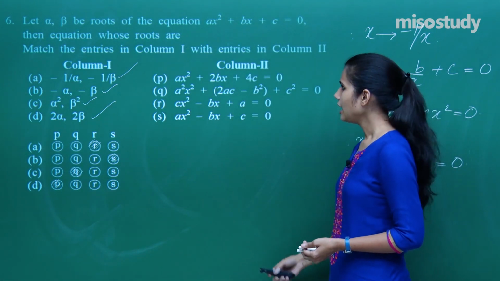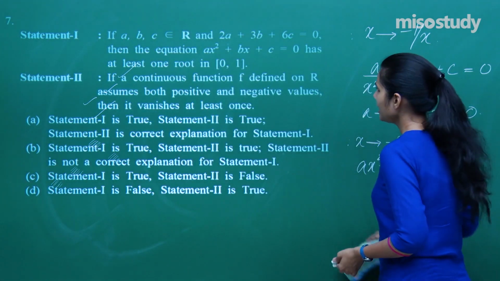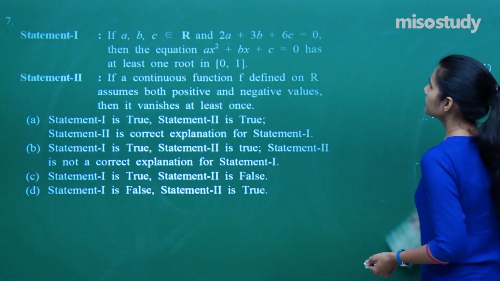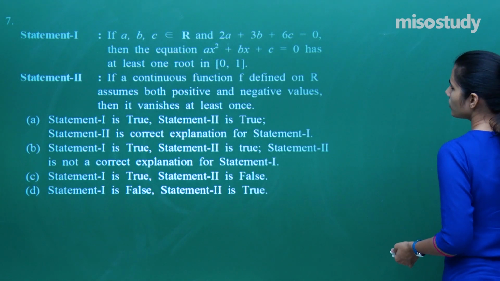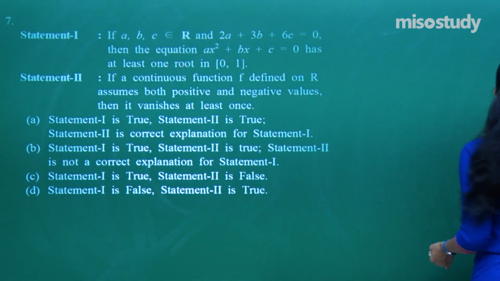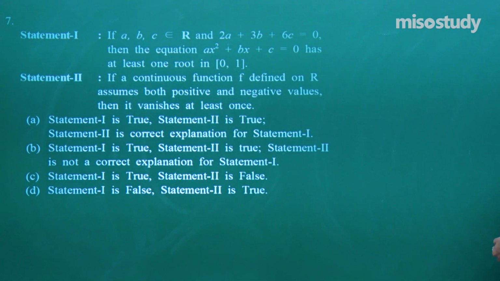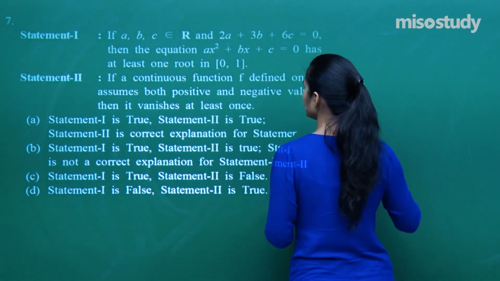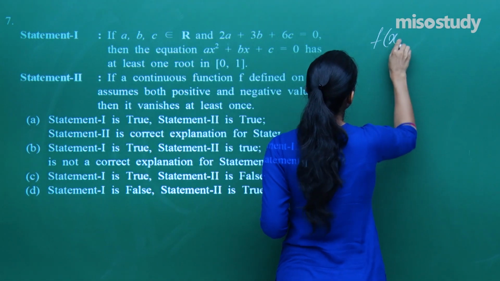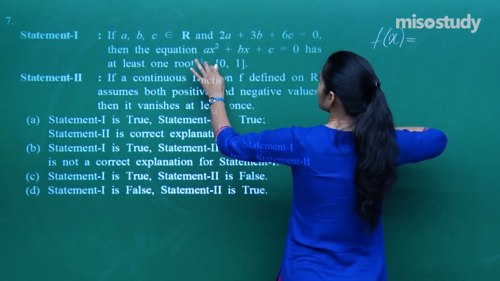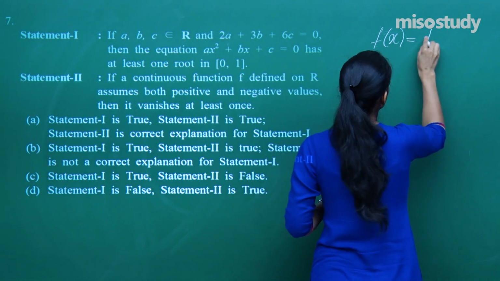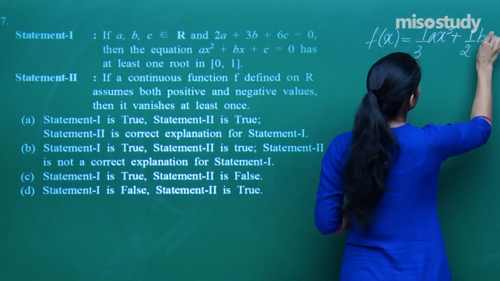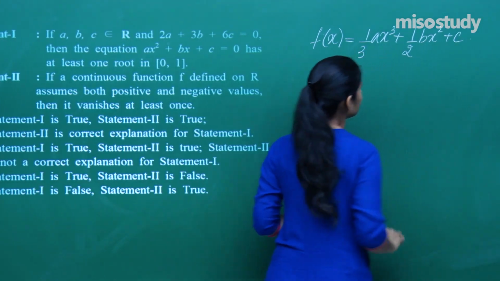Clear? After this you have statement 1 and statement 2 given to you. If a, b, c are real numbers, 2a plus 3b plus 6c is 0, then this equation has at least one root in the 0, 1 closed interval. Now for this, the moment roots come into picture, we basically recall Rolle's theorem very frequently. What do we do? We define a function f(x) such that its derivative is ax square plus bx plus c. So I talk about 1 by 3 ax cube plus 1 by 2 bx square plus c.